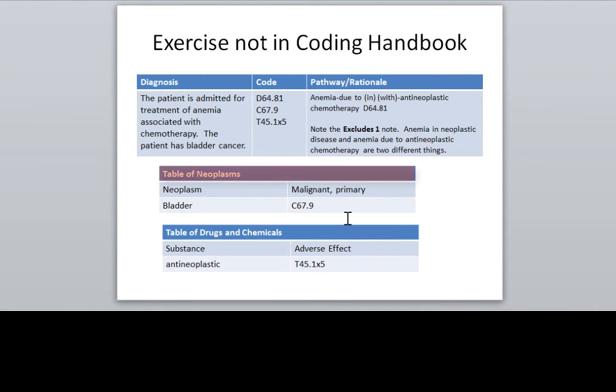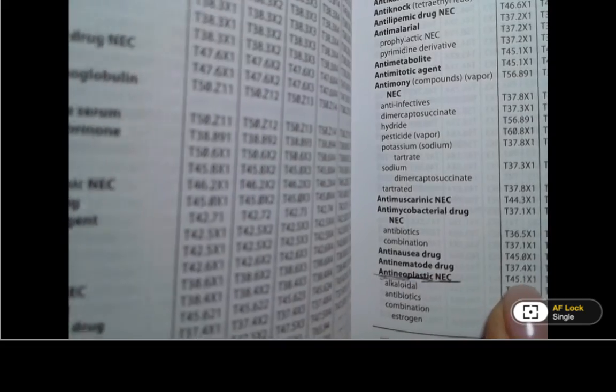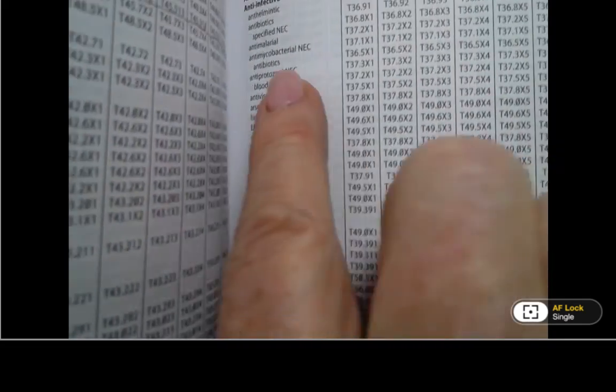Table of neoplasms, using that for our bladder cancer, we see in the malignant primary column C67.9 is the code for the bladder cancer. And we have been given in our guideline the T45 code, but I also wanted to show you it is in the table of drugs and chemicals. If you look up anti-neoplastic under the substance column and then your adverse column, you find this. I think we'll go to the code book and look at that one. And I have it highlighted in my book because I look at it quite often. Go back up here.